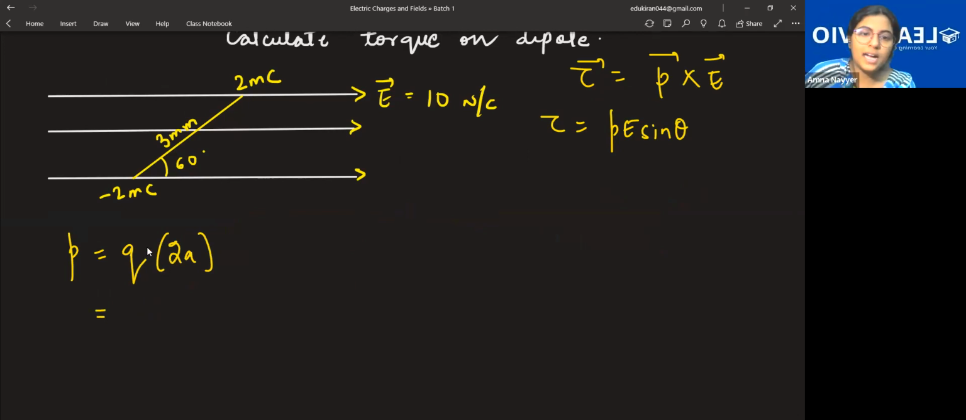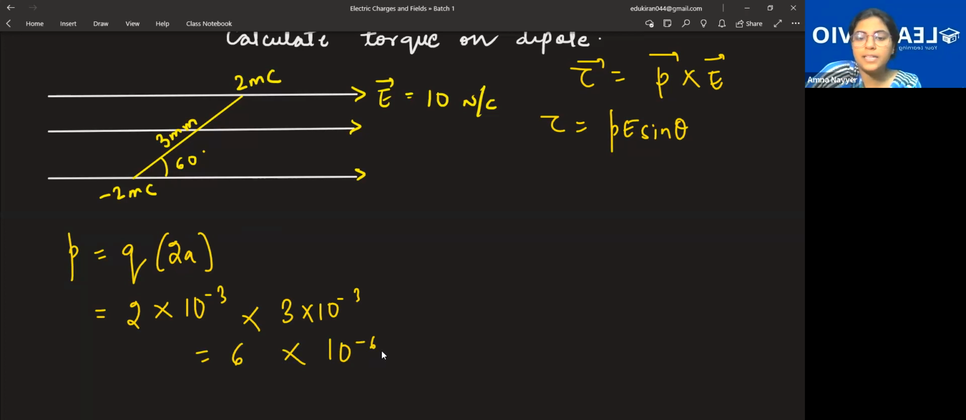So what is the charge? 2 millicoulombs. We cannot use 2 millicoulombs as it is; it has to be converted. For milli, we multiply with 10 to the power minus 3. So you have 2 into 10 to the power minus 3. This is the charge. What is the separation between them? The separation is 3 millimeters. So separation will be 3 into 10 to the power minus 3 meters. So this is 6 into 10 to the power minus 6 coulomb meter. This is the dipole moment. Now we have to substitute it in the formula of torque.